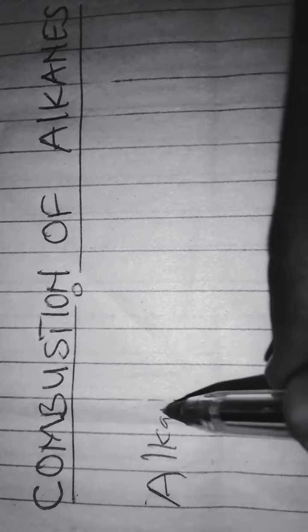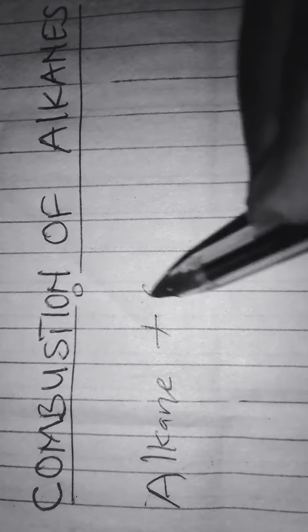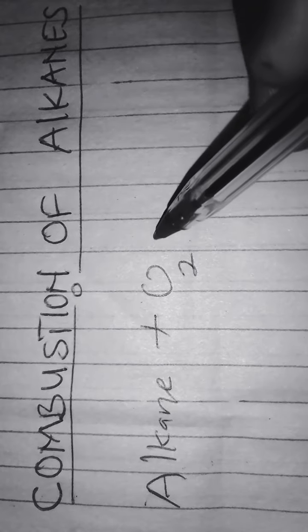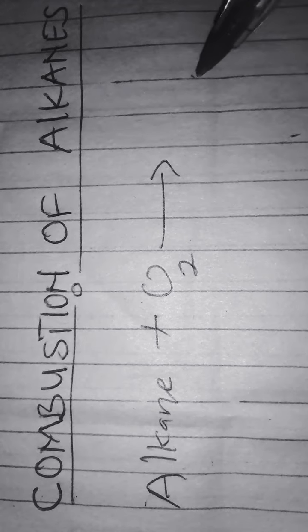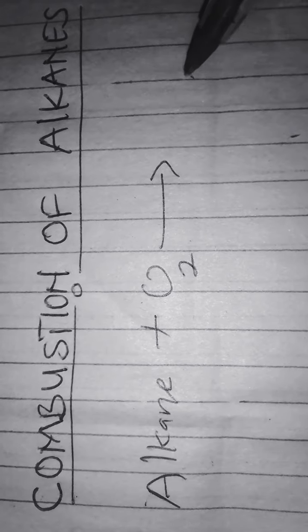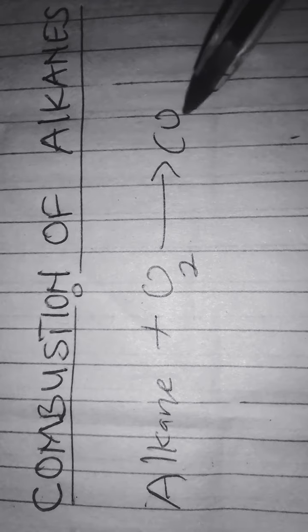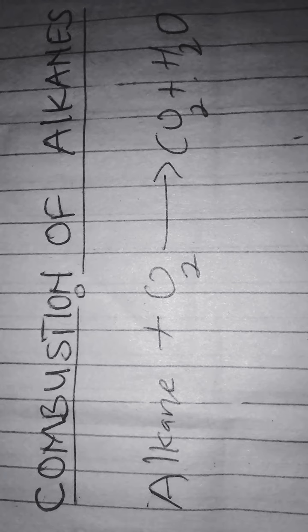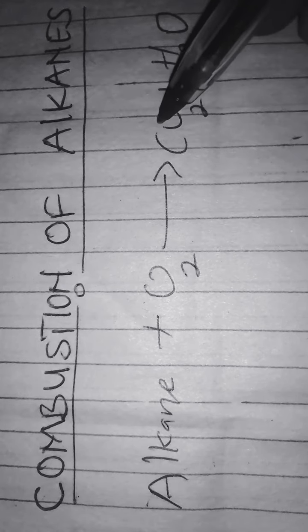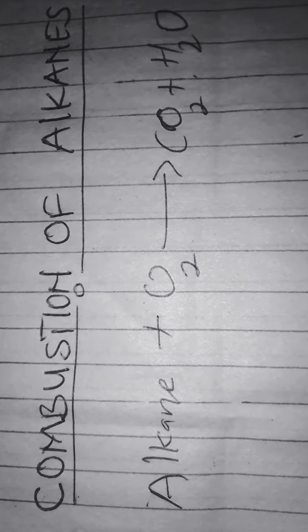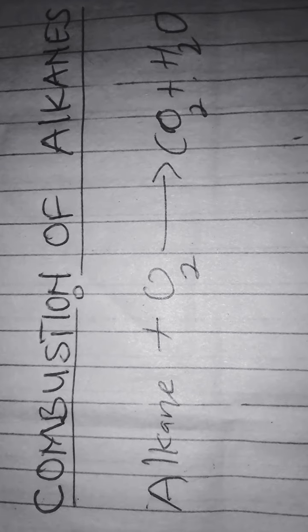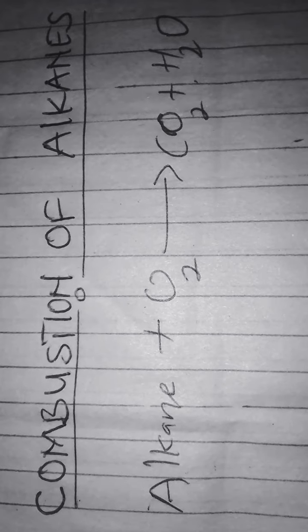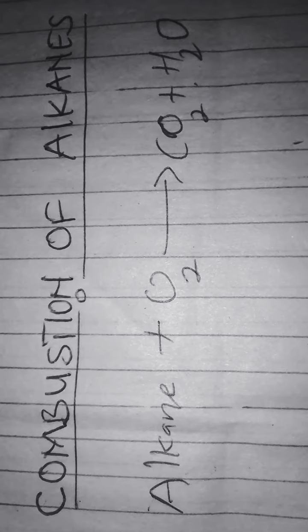So if you burn that hydrocarbon, assuming it's an alkane, and you burn it in excess oxygen, then that is combustion. And combustion results in the formation of carbon dioxide and water. So those are the main products of combustion. So when you combust any organic compound, the main products are carbon dioxide and water.